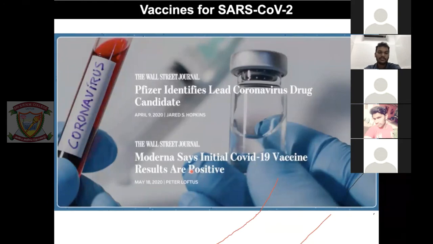Four or five days before Oxford University announced, Moderna from the US also announced that their vaccine is also in phase 2, phase 3 clinical trials. That also could come out anytime. So this is where we stand in terms of COVID-19 spread and all those things.